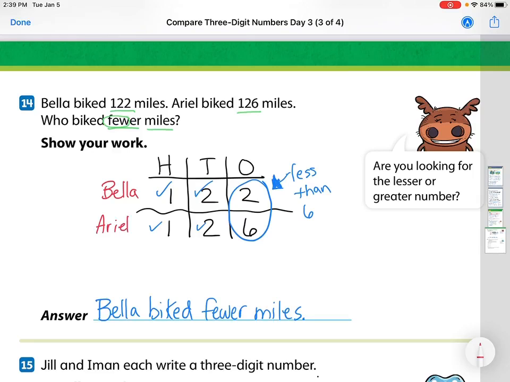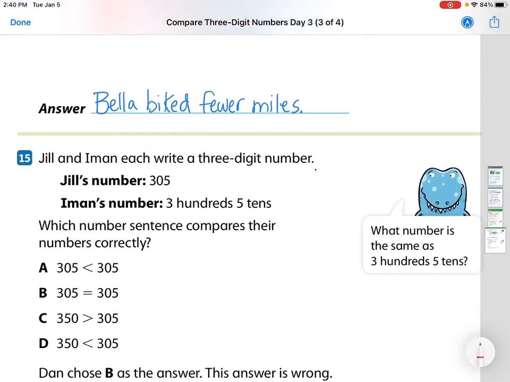So when I did my comparing, I saw that the hundreds were the same, which is why I checked them off. They're the same. So I moved on to the tens, and the tens were the same. They both had 2 tens. So then I knew that I was comparing the ones place, and I saw that 2 is less than 6. So that told me that Bella had biked the fewer miles. All right, and hopefully you have something similar. Maybe you solved it a different way, but I hope that you got that Bella biked fewer miles.